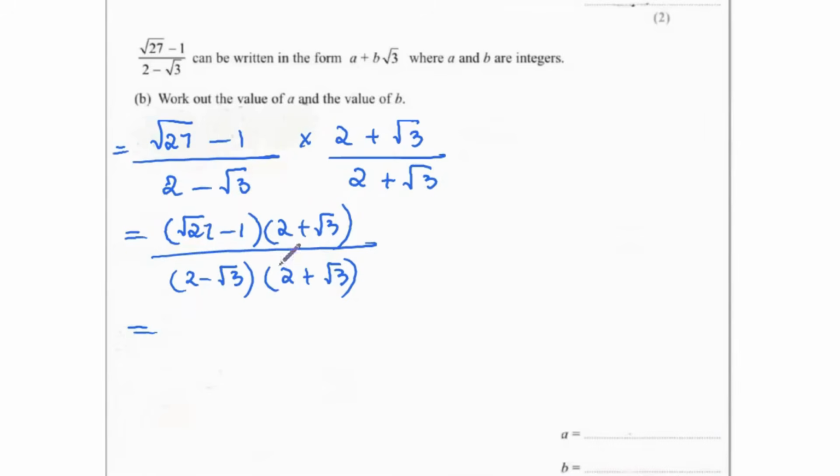So root 27 times 2 is 2 root 27. Root 27 times 3 is going to be 27 times 3 in the root, because they're both surds. Then minus 2, then minus root 3.